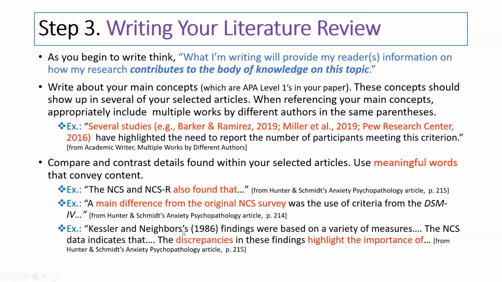Then you have Kessler and Neighbors. They did this search and found these things, and then the NCS data indicates this. So they're looking at these 2 studies all within one paragraph, and then they say the discrepancies in these findings highlight the importance of. So you can see they've used really good words to describe what they're finding. If you want to read more and see this article, you can just go back and find these places in the articles and understand more in depth about what's been said here.